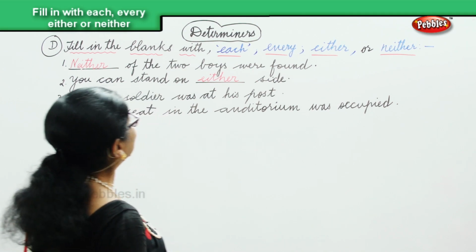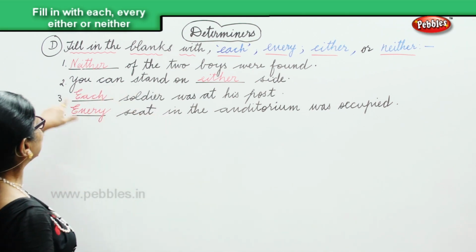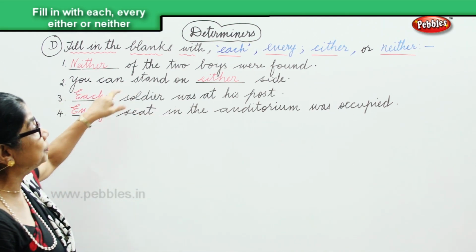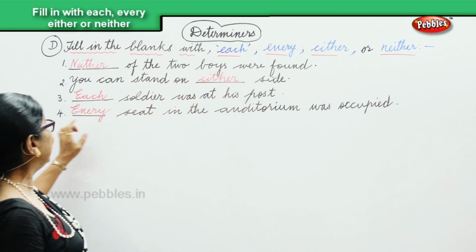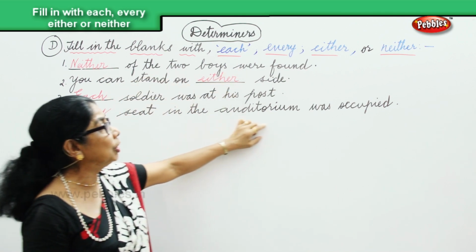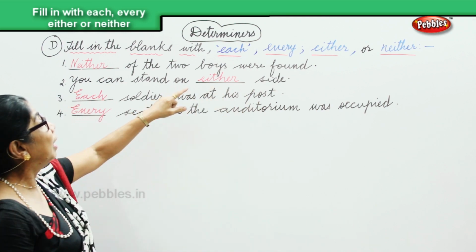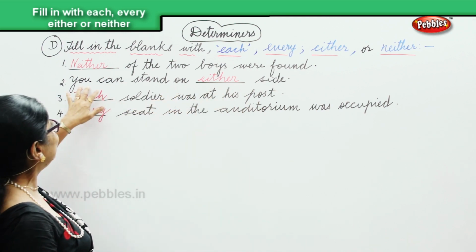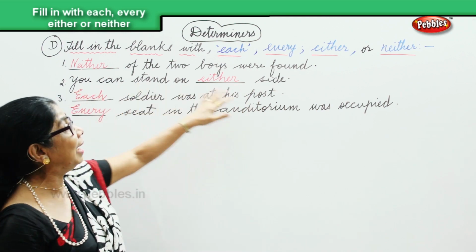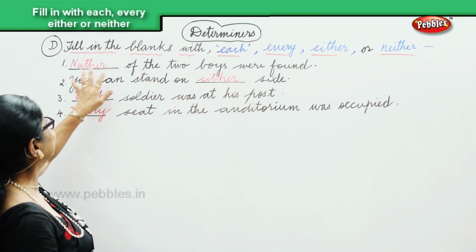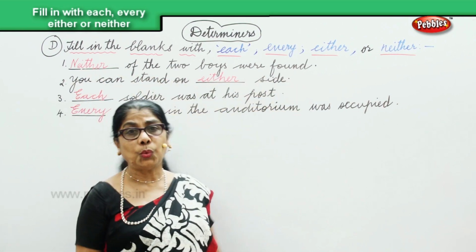So we are filled in with determiners. Each soldier was at his post. Every seat in the auditorium was occupied. Either: you can stand on either side. Neither of the two boys were found.